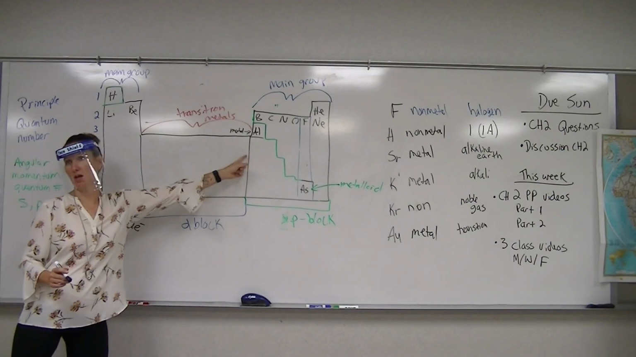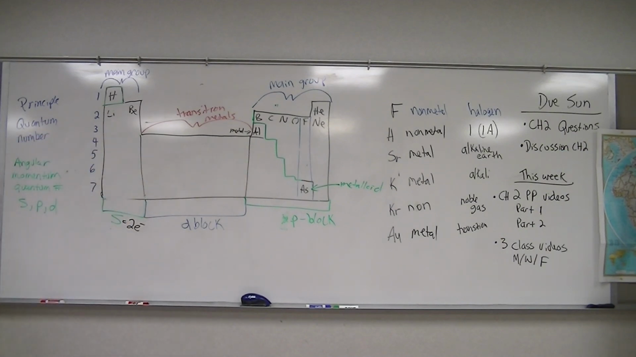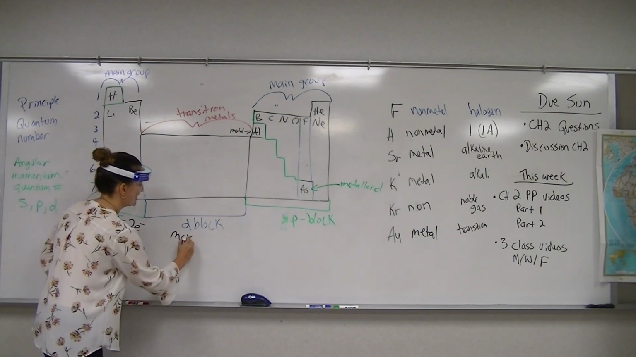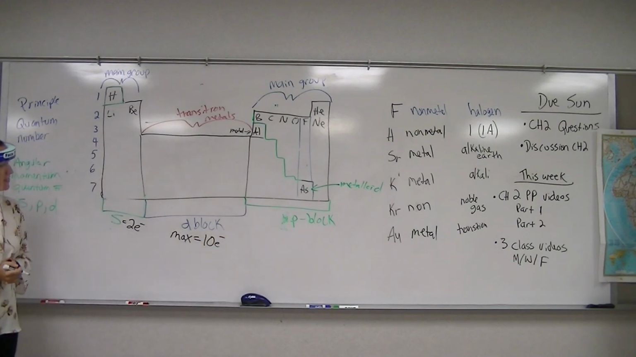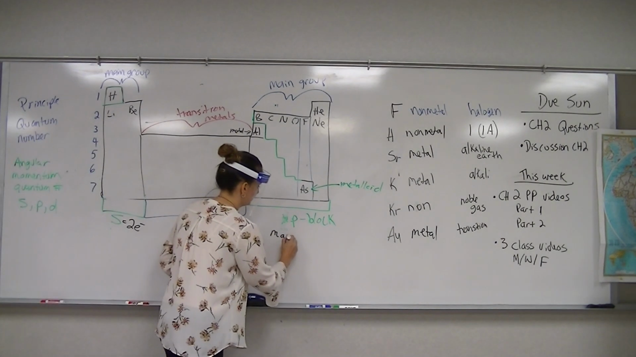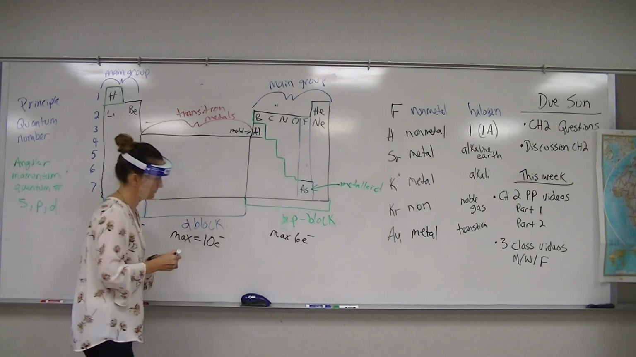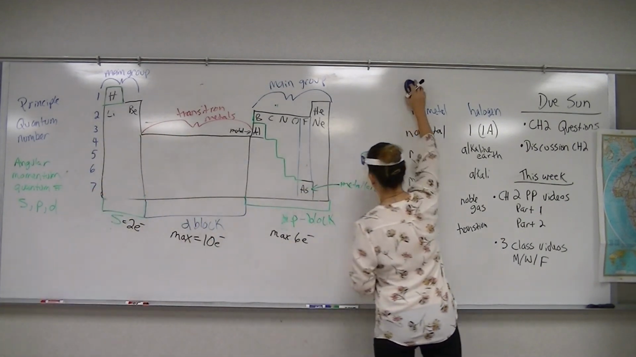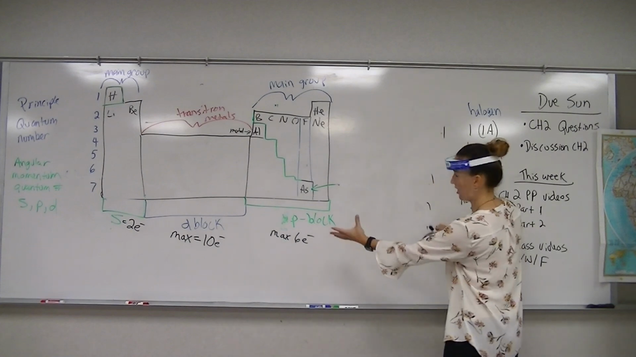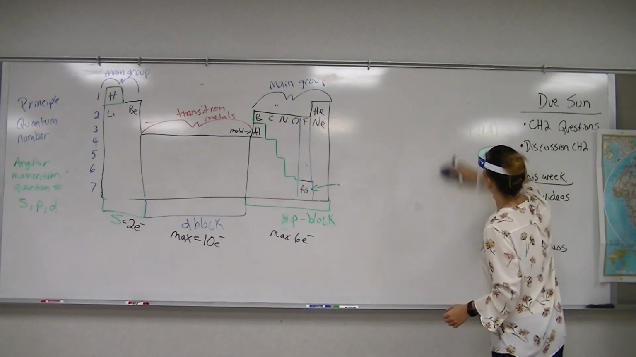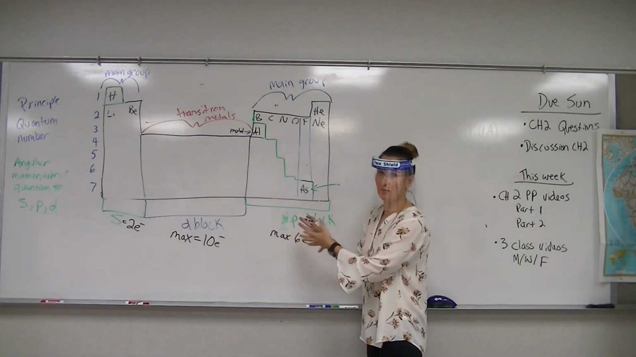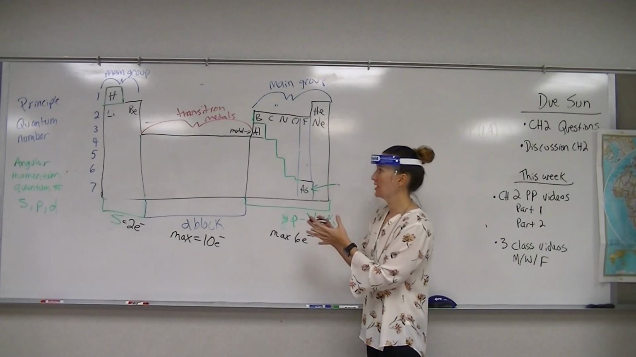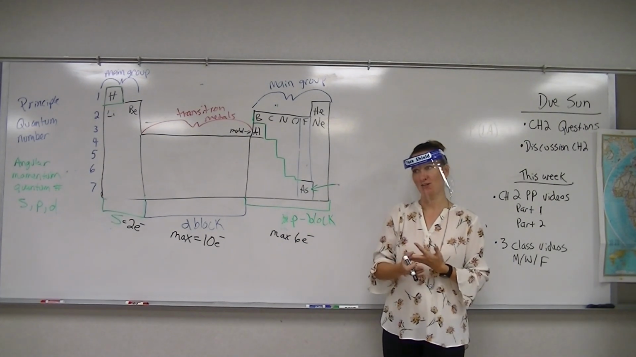How about the D block? How many are present in the D block when you count elements all the way across? What's its max? 10. So that means it can have a max of 10 electrons. What about the P block? 6. We're going to be using this knowledge, these maxes, to figure out electron configurations for all neutral elements on the periodic table. We'll practice with this. Once we get it for neutral elements, we're going to look at charged elements.